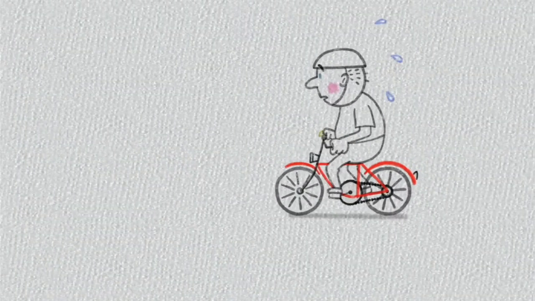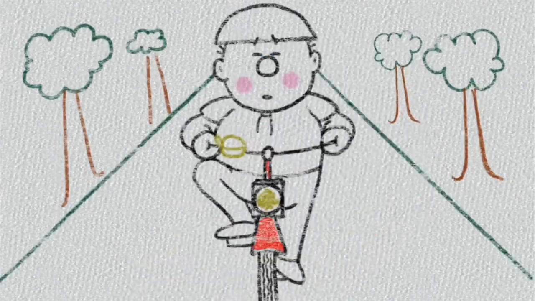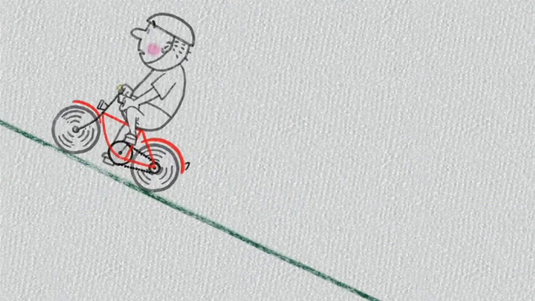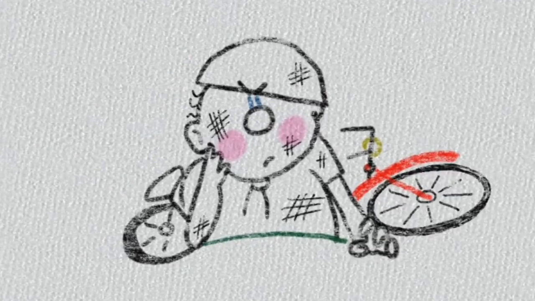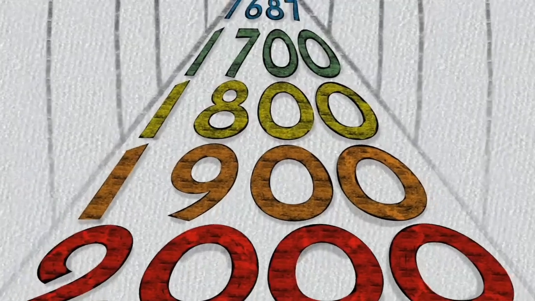For example, riding a bicycle. It illustrates Newton's second law of motion. The bicycle represents mass, while the force comes from your legs, pushing on the pedals, resulting in acceleration and increased speed. The law also states that a greater mass requires more force to achieve the same acceleration.